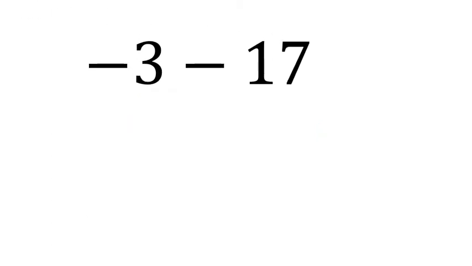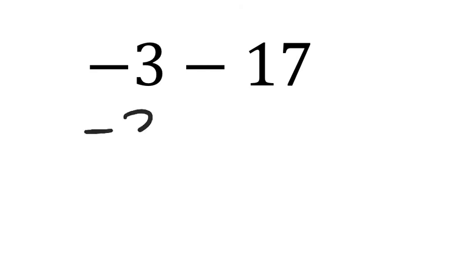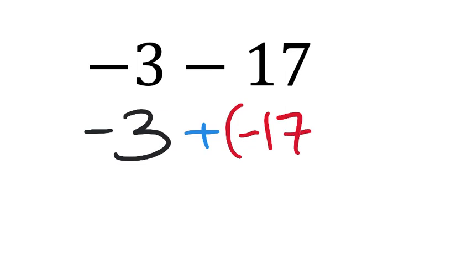So we're subtracting, but we have a negative, which means that we're going to use keep, change, change to change the operation from subtraction into addition. Okay, so I'm going to keep the negative 3. I'm going to change the operation from subtraction to addition. And then that 17, which is positive, I'll change into a negative 17. So negative 3 plus negative 17.